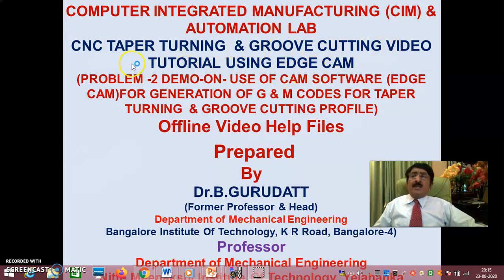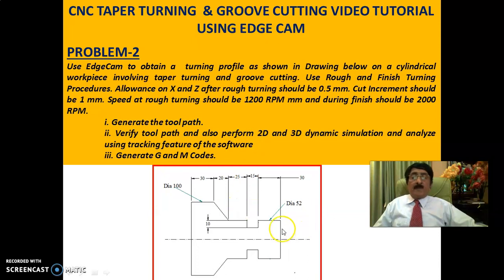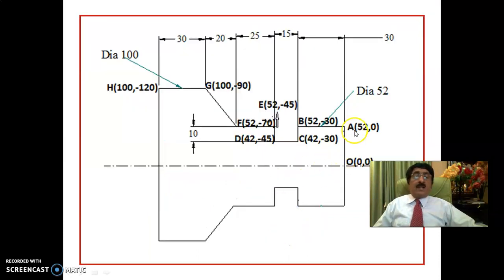That means the design phase is already completed, and we have come to the manufacturing phase. We have selected the different tools. We have done the operations for taper turning, that is rough turning, finish turning, rough grooving, finish grooving. Everything has been done. I'll just show you the problem given.